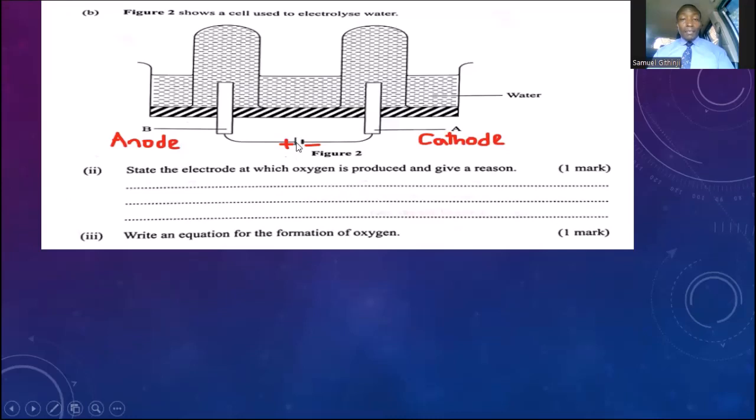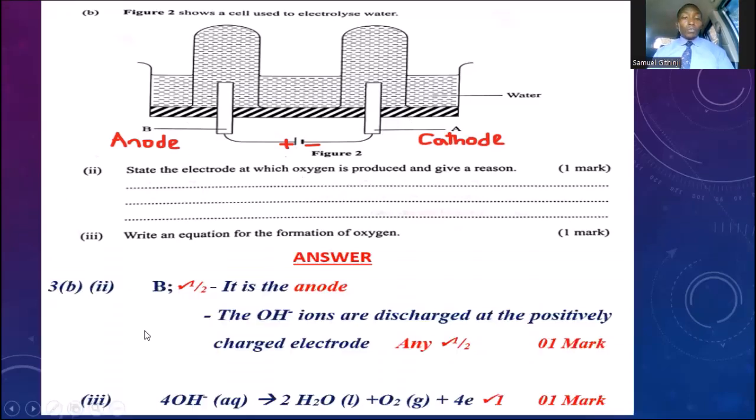When you're given this cell, the longer bar always represents the positive. The shorter bar is the negative. And with that, you can tell. This is the anode, the positively charged electrode. This is the cathode, the negatively charged. So, to answer the question, oxygen is produced at the anode, B. And you're not supposed to write the anode, you write B.